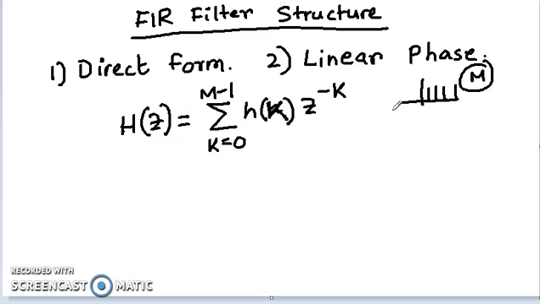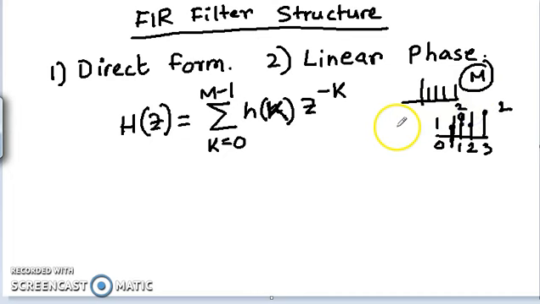Now if I go for the direct form structure, let us consider the value of M equal to 3. Suppose my impulse response is 1, 2, 3, 0, 1, 2, 3. So, this is my impulse response, just an arbitrary value. So, if I want to express it in direct form, how can we express it? Let us see.